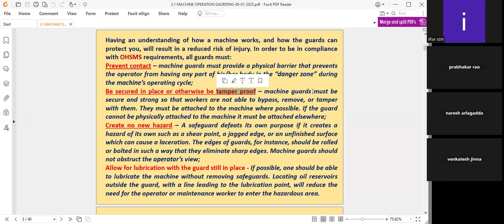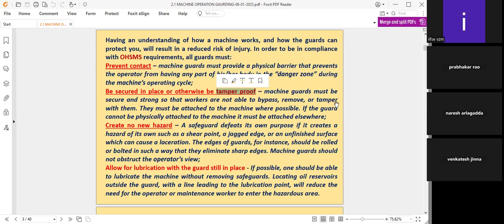That is called tamper off. Machine guards must be secure and strong so that workers are not able to bypass them. That means once the machine guard is removed, it should be bolted back after the work is over. It should not be easily removed and easily put in place. That's what we have to see: not able to bypass, remove or tamper off. Tamper off means they are shortcutting. They are putting some other shut machine guard in its place.